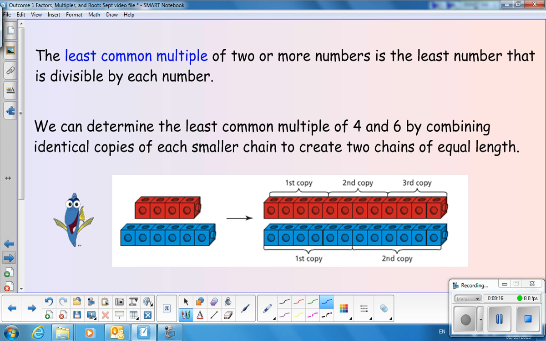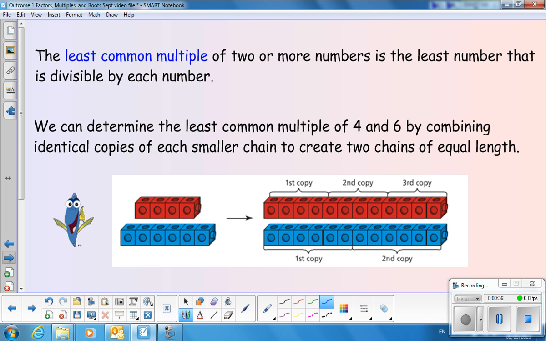The least common multiple of 2 or more numbers is the least number that is divisible by each number. We can determine the least common multiple of 4 and 6 by combining identical copies of each smaller chain to create 2 chains of equal length. So the red chain has 4 blocks, the blue chain has 6.